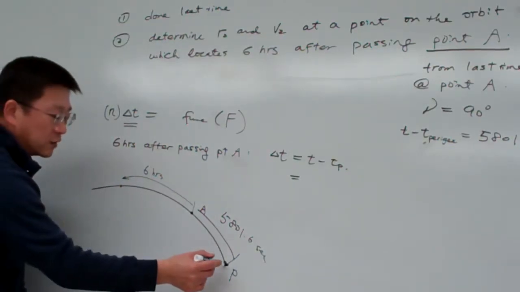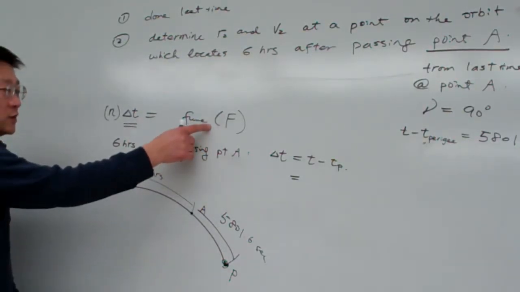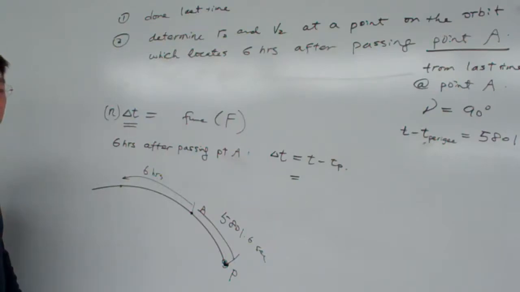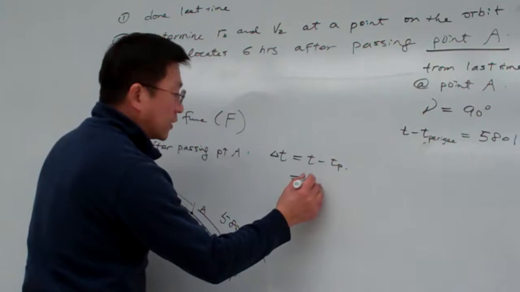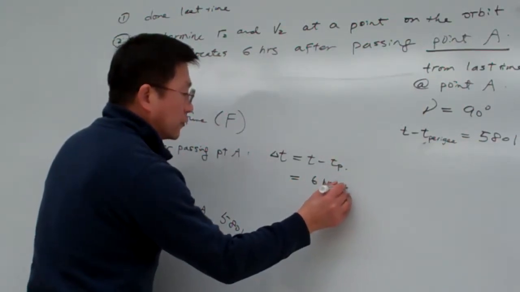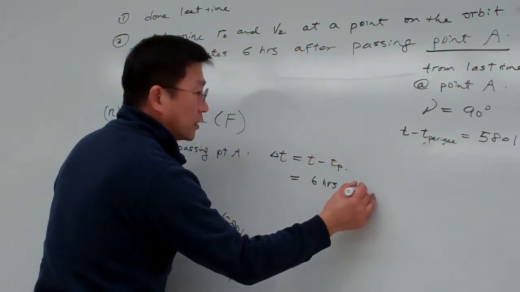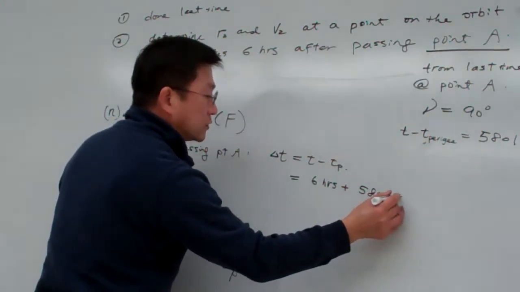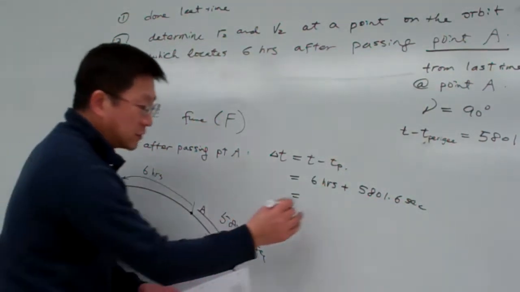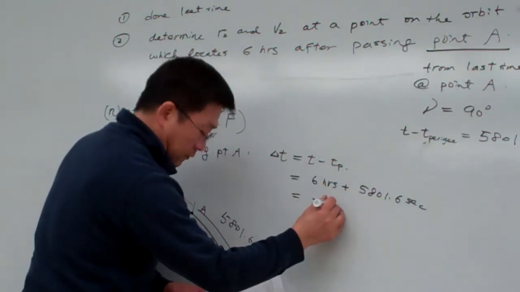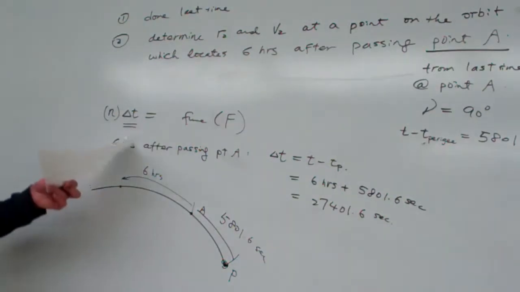Okay, because here it's a little bit more convenient, we pick the perigee, because once we do this calculation, a function of f, we can eliminate the initial conditions here. So this one is basically equal to 6 hours plus 5801.6 seconds. We put the 6 hours into seconds, so that is 27401.6 seconds. Okay, so right now we have delta t.